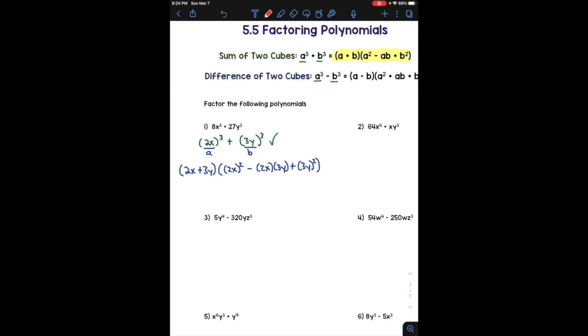The last thing we need to do is just simplify, especially the second factor, and our two factors, the first one would be 2x plus 3y, the second would be 4x squared minus 6yx plus 9y squared.